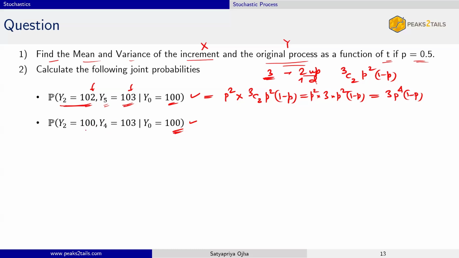If you look at these two conditions, inherently it is a conflicting condition, correct? From here to here is possible. Plus 1 minus 1, minus 1 plus 1. Both will lead to the same 100. But from here to here is impossible. In 2 steps, y2 is 100, y4 needs to be 103, right? In the next 2 steps, you can never go from 100 to 103. So this is 0.